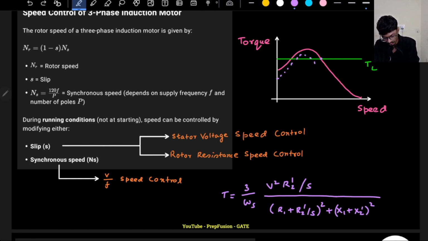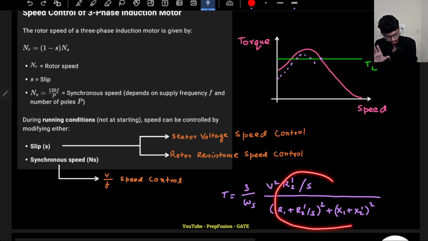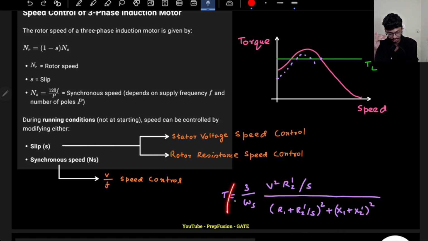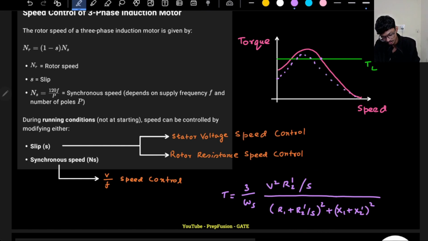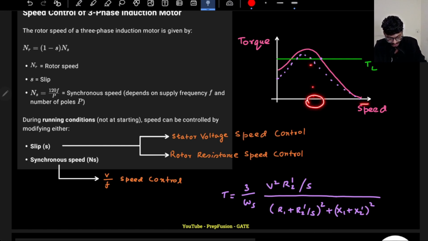Because I'm reducing the voltage overall, if everything else is the same, the torque graph will shift down. Basically the torque value will go down for the same amount of speed. So if I see what is happening now, this is the stable operating point, where both of them intersect. The speed has reduced. Previously the speed was here, now the speed has reduced. So this is how I will control the slip, basically by reducing the developed torque. This was the initial speed, now this is the final speed.